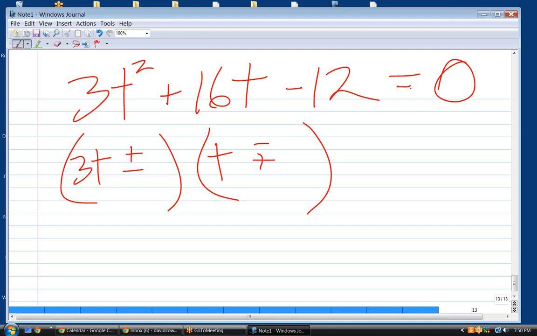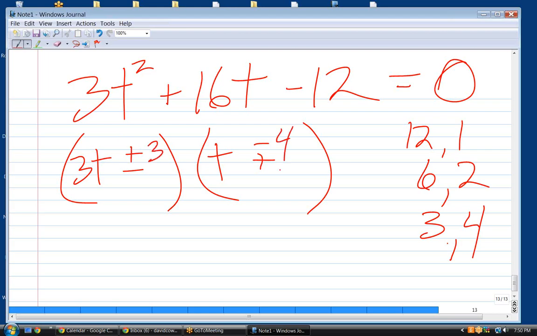Now, factors of 12. 2, 6, and 2. That's all of them. Oh, yes, my bad. We want to do the 3 and the 4 first. Let's try that. What's that produce in the middle? The middle's going to be 3t. When I say the middle, I mean what middle term would that produce?